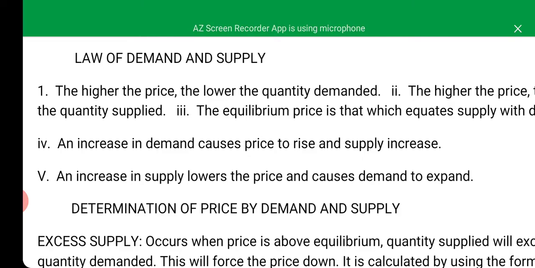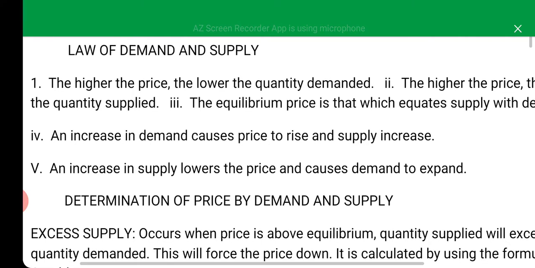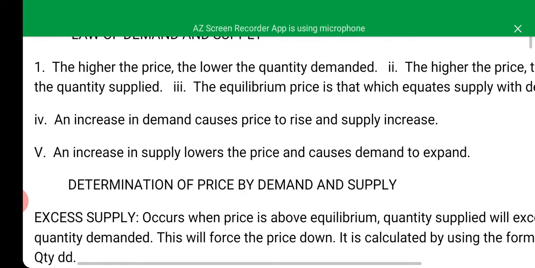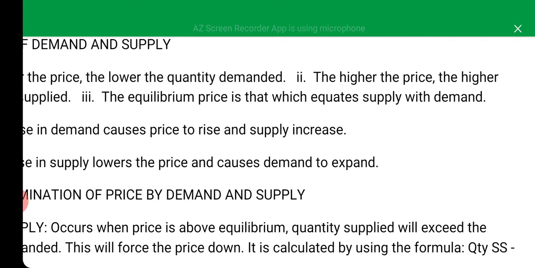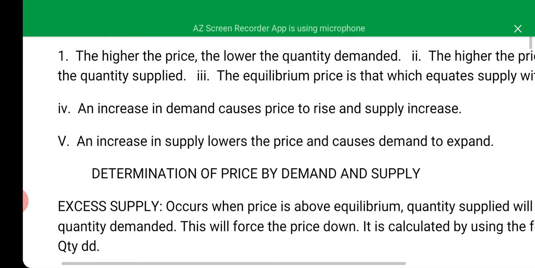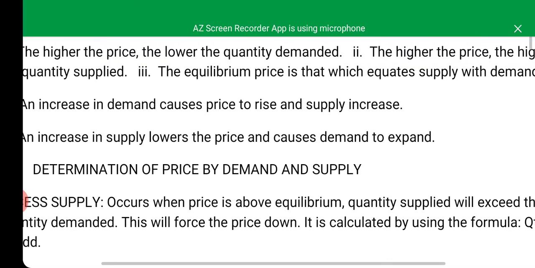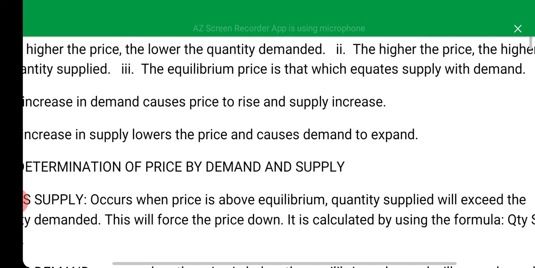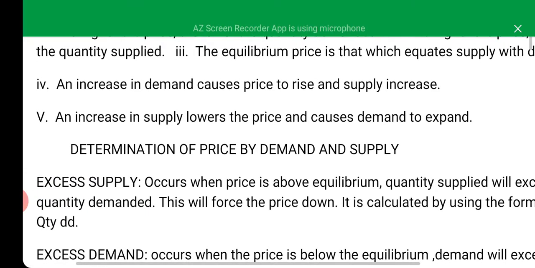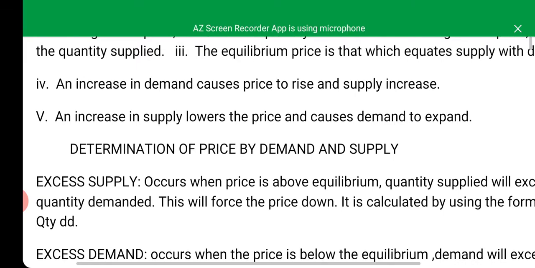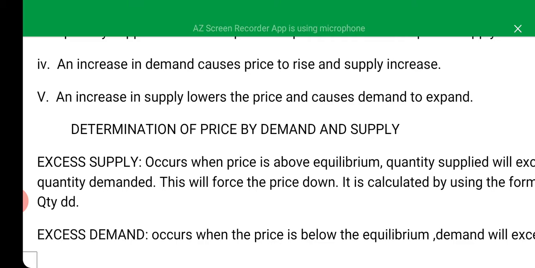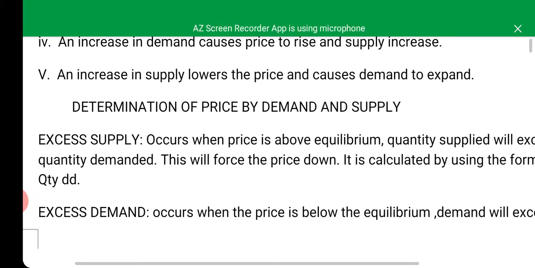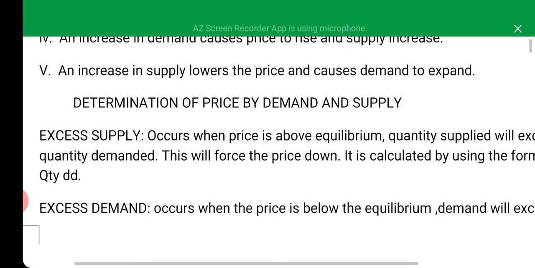So the law of demand and supply now. The law states that the higher the price, the lower the quantity demanded, and that is for demand. Then the higher the price, the higher the quantity supplied, that goes for supply. Then the equilibrium price is that which equates supply with demand. Let's bear that in mind. Then an increase in demand causes price to rise, and this will lead to an increase in supply following the rule of supply. Then an increase in supply lowers the price and causes demand to expand. It brings about an increase in demand.